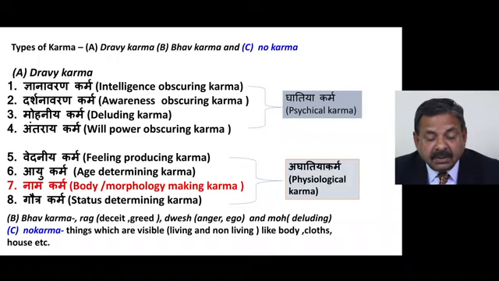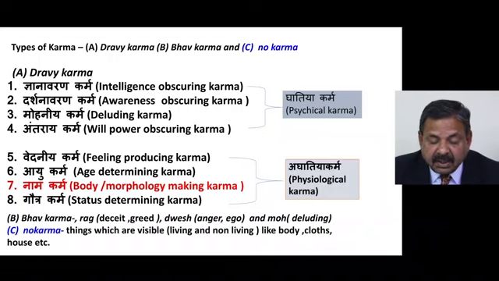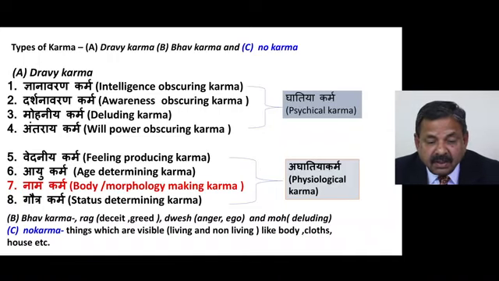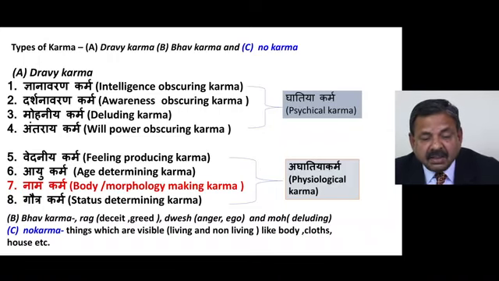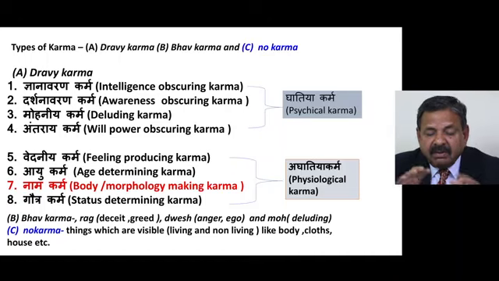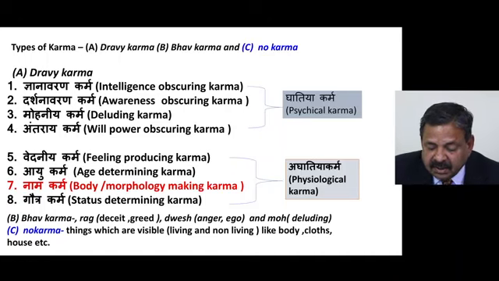And No Karma means the things which are visible to us, whether living or non-living, which we can see with our naked eyes, like the body, clothes, house, etc. All these come under No Karma. So this is the broad classification of karma: Drav Karma, Bhav Karma, and No Karma. And No Karma is governed by the Nam Karma, which is an Aghatiya Karma. The Nam Karma is the No Karma which forms all these kinds of things here.